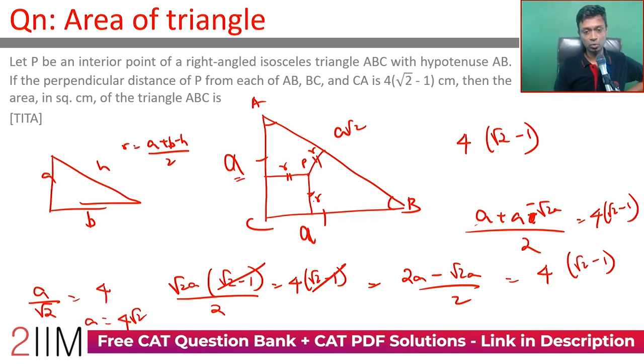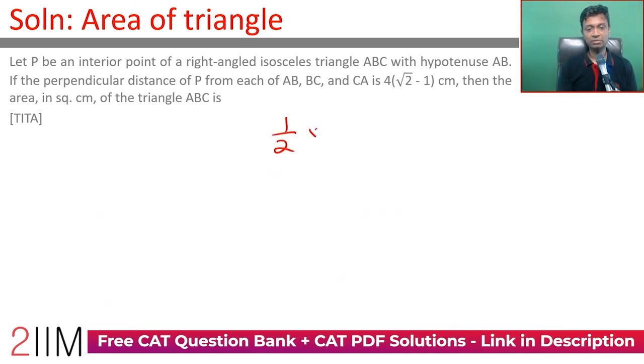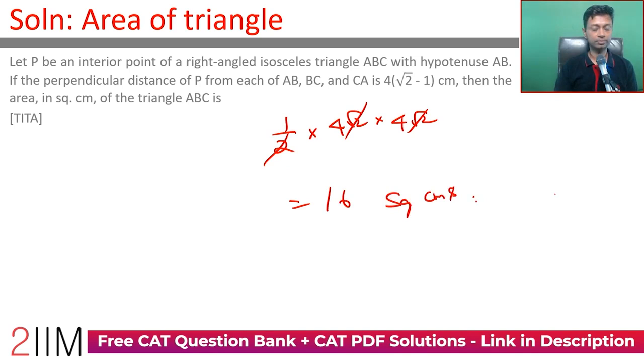So this side is 4 root 2. This side is 4 root 2. Area in square centimeters of the triangle ABC is half into 4 root 2 into 4 root 2. Root 2 into root 2 is 2. That disappears. We're talking about 16 square centimeters.